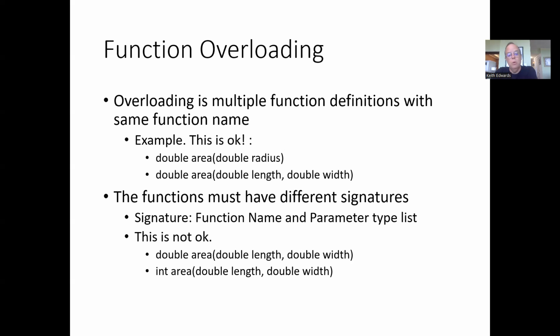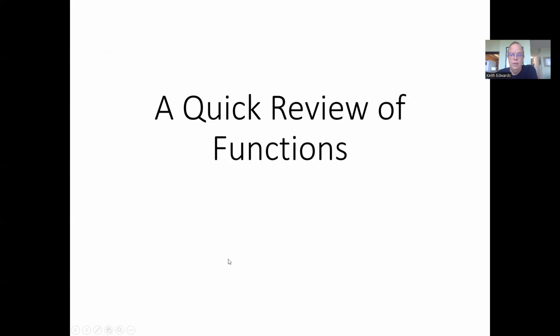Now, if we wanted double area with length and width, and then an int area with length and width, that's where we would get into trouble, because those have the same signature: same name, along with the same parameter list. So if you called area, the compiler wouldn't be sure whether you were intending to get an int or a double back. So if you're going to overload, or have two functions with the same name, they need to have different parameter lists. You can't just differ them by the return type.